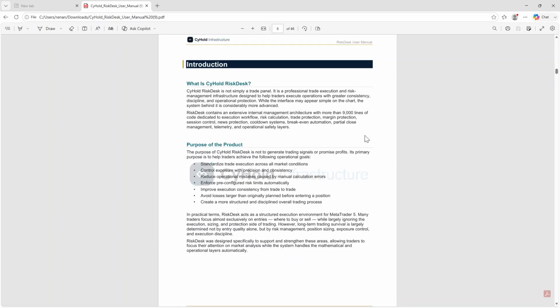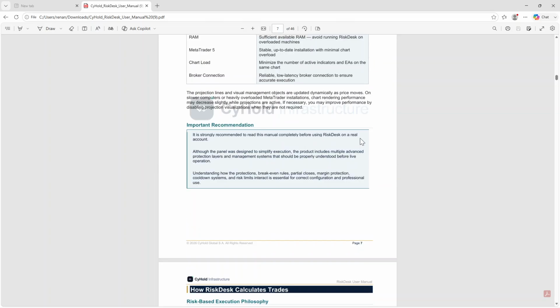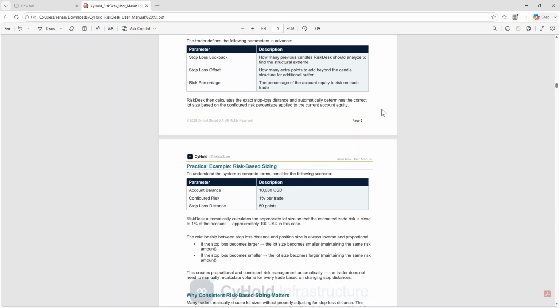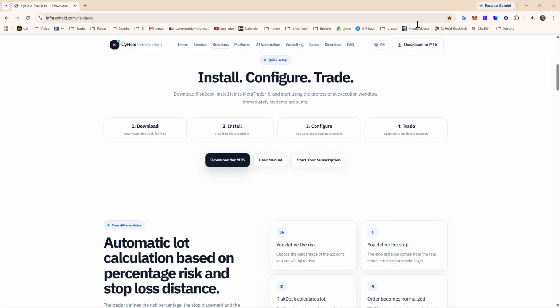So if you want, I can explain more later. But you have the manual. You can read it, I can explain, you can try. And that's it. I think it covers most of the information you need to see at this time, and if you want, we can talk later. I appreciate the interest in RiskDesk, and hope to talk to you soon. Thank you so much.